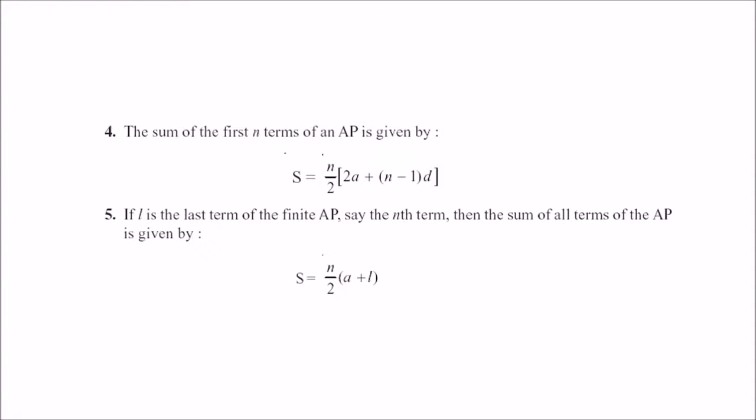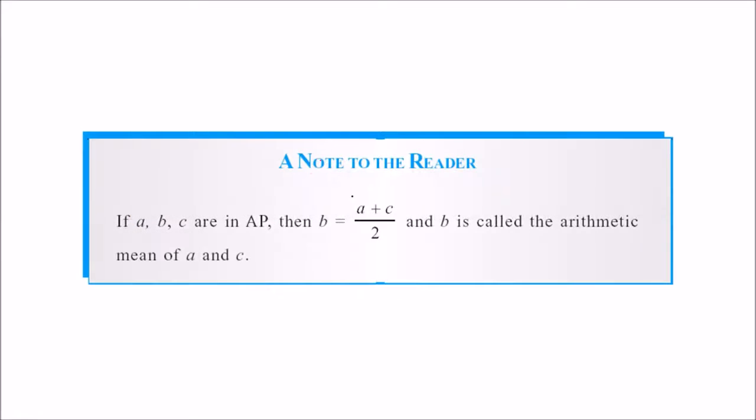Then the sum of the first n terms of an AP is given by S equal to n by 2 into (2a plus (n minus 1) into d). If you know the last term, the sum will become n by 2 into (a plus l), where a is the first term and l is the last term. And if a, b, c are in AP, you can directly find b is equal to (a plus c) by 2. So this is all about arithmetic progression.